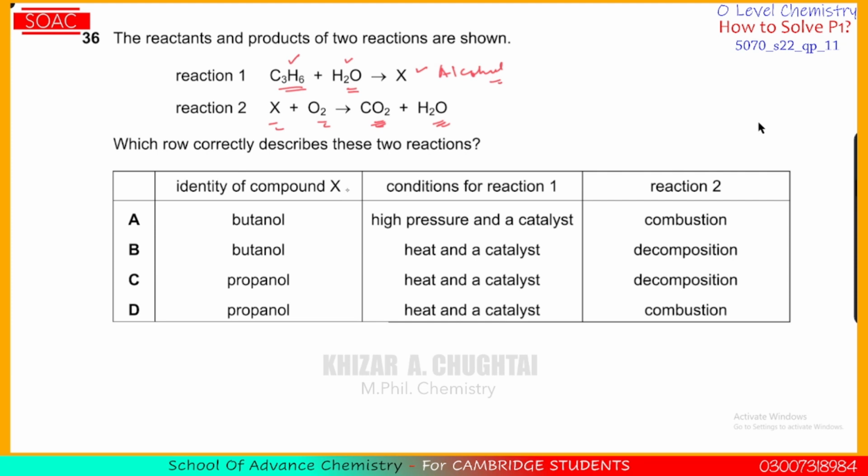Identify the compound X. It is an alcohol and a 3 carbon alcohol, so it will be propanol. So either C or D may be the correct option. Condition for the reaction 1, you need heat and catalyst. Catalyst is H3PO4. The reaction 2 is basically combustion reaction, not the decomposition. So D is the correct option.